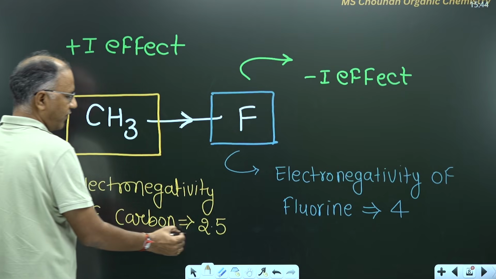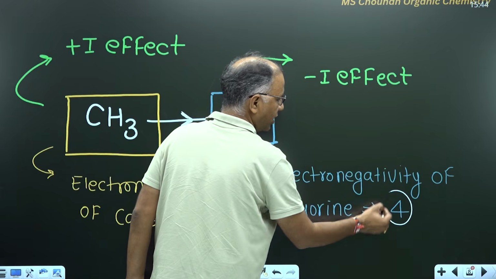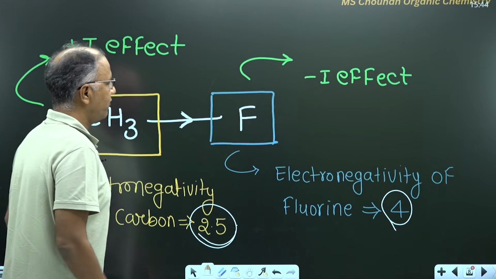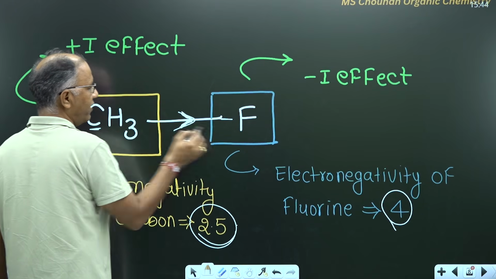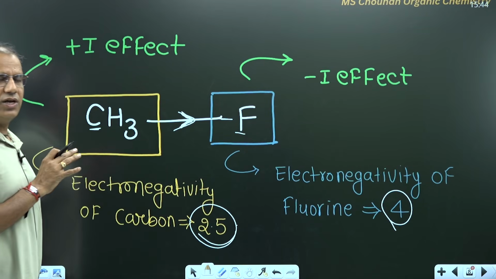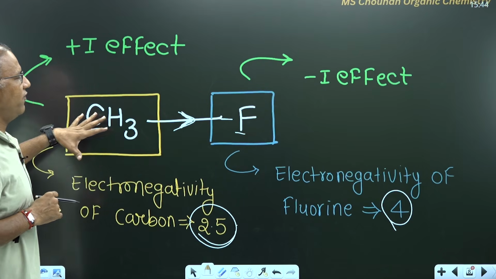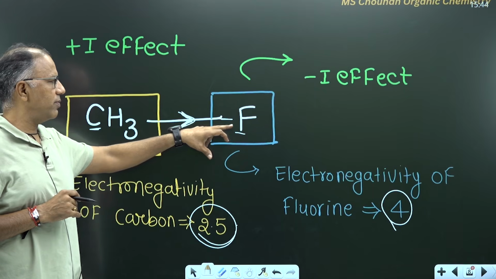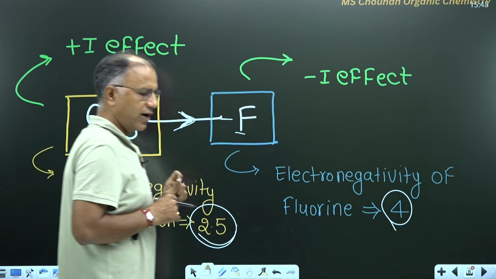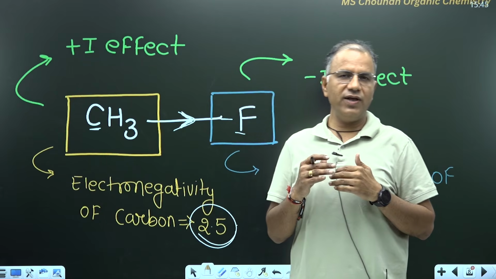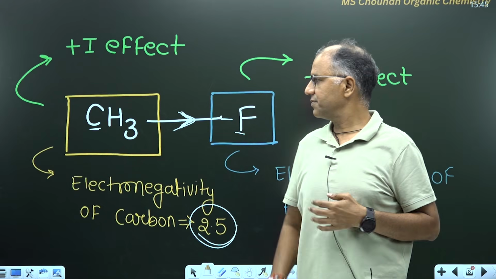What is the electronegativity of carbon? It is 2.5. And what is the electronegativity of fluorine? It is 4. This means fluorine is more electronegative and there is a difference of electronegativity between carbon and fluorine. The inductive effect of hydrogen is considered to be 0. This means this molecule will show inductive effect, and which will show minus I effect? Fluorine shows minus I effect, and the less electronegative will show plus I effect. And the inductive effect of hydrogen is considered to be 0. Whatever we are studying in inductive effect, all discussion is with respect to hydrogen.